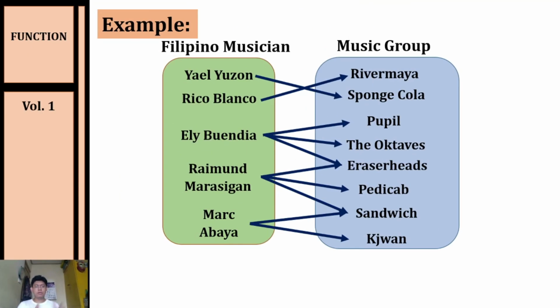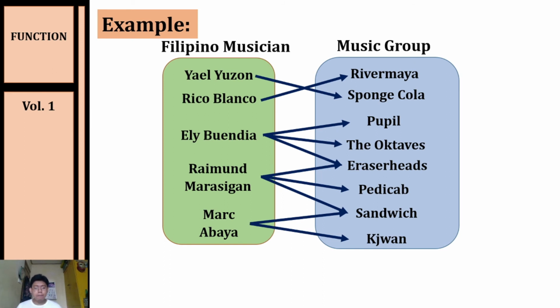So for example, we have a Filipino musician being paired to their music group. So first, we have Yael being paired to Sponge Cola, Rico Blanco being paired to River Maya, and Ellie Buendia being paired to three different music groups: Pupil, The Octave, and Eraserheads. Raymond Marasigan is also being paired to three different music groups: Eraserheads, Pedicab, and Sandwich. Also, Mark Abayan is paired to two different music groups: Sandwich and Cage One.